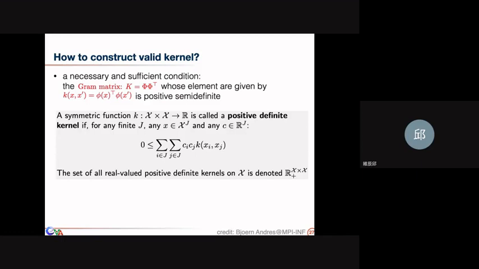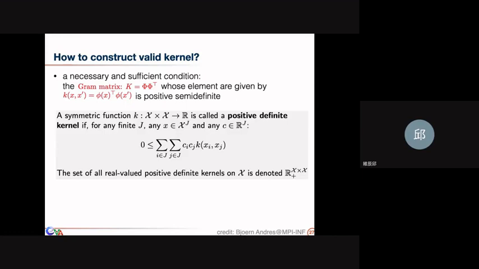Here I just provide you what is a so-called positive semi-definite matrix, but we don't want to put any effort into explaining that again, because you should be familiar with linear algebra. So basically, if I use a kernel function to compute a Gram matrix, and this Gram matrix is positive semi-definite, then this kernel is valid.